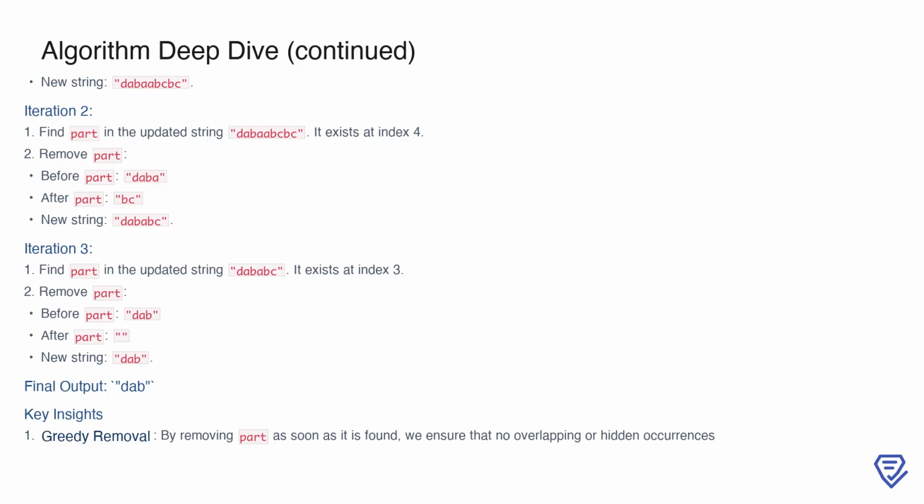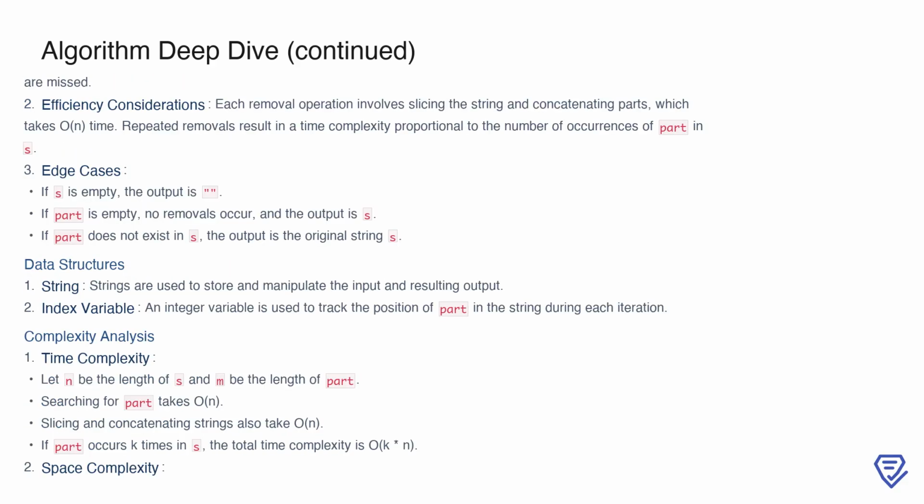This example demonstrates the greedy approach we use, where part is removed as soon as it is found, ensuring that no overlapping or hidden occurrences are missed. This greedy removal strategy is effective but has its own efficiency considerations. Each removal involves slicing and concatenating strings, which takes O(n) time for a string of length n. If part occurs k times in S, the total time complexity becomes O(k*n).